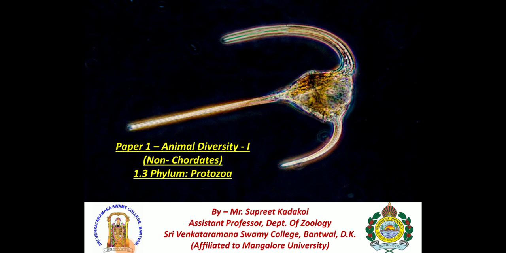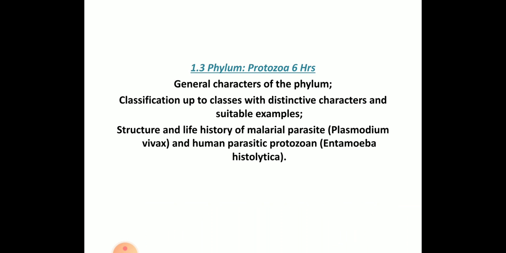Hello everyone. In this session, we are going to discuss the phylum Protozoa, which comes under paper 1, that is animal diversity, mainly non-chordates. We have already discussed the general characteristics of protozoans and their classification up to their classes. In this session, we will mainly concentrate on the structure and life history of the malarial parasite and the human parasitic protozoan, Entamoeba histolytica.